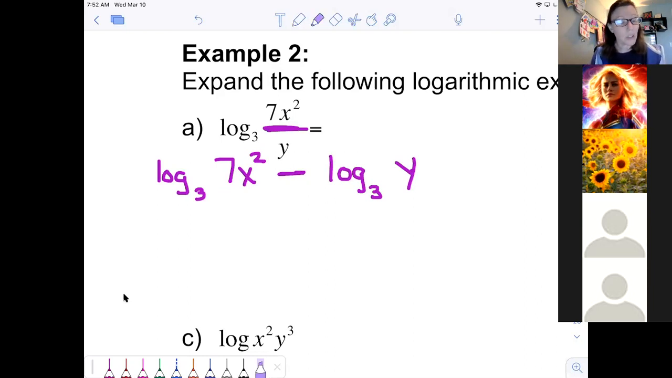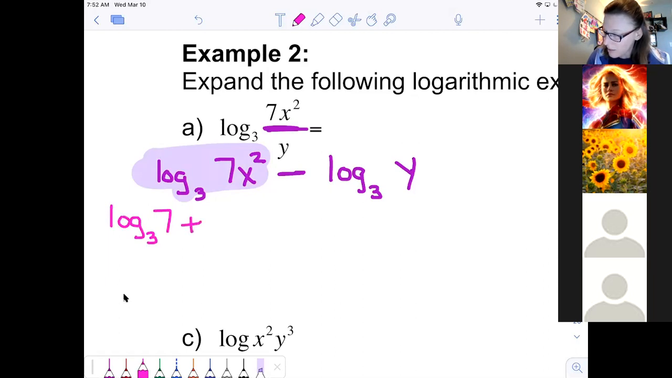Now we still have to look to see if we have other operations. And this first log is multiplication because it's still 7 times x squared. Well, multiplication gets expanded into an addition of 2 logs. So that first log becomes log base 3 of 7 plus log base 3 of x squared. Because it was a product, and a product can be expanded into addition. And then we still have minus log base 3 of y.